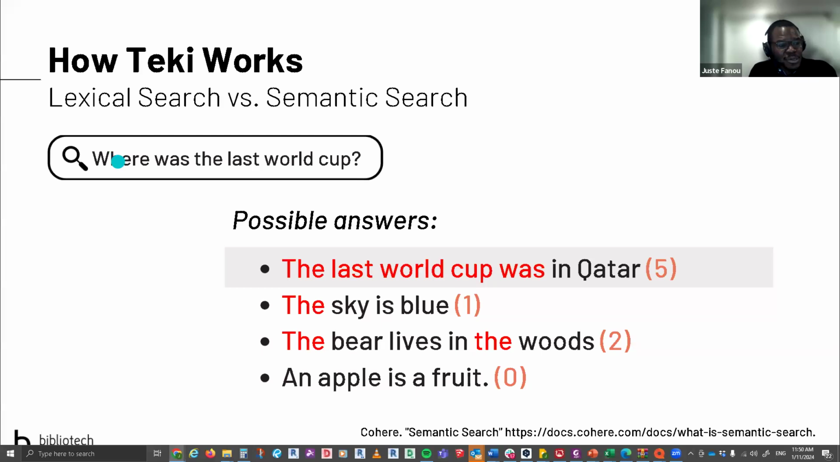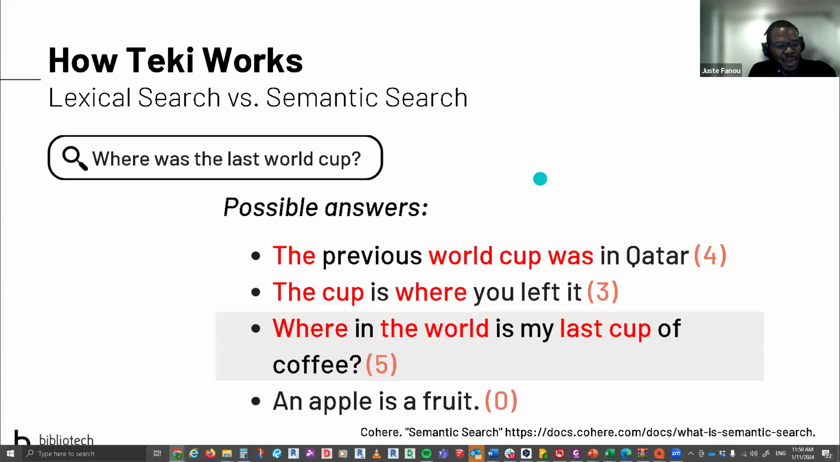So lexical search basically matches words to possible answers in a corpus of text, right? So if I ask the question, where was the last World Cup? And these were our possible answers, then we can see how many matches from this original question we have in each of these answers, right? This sentence says the last World Cup was in Qatar, so we have 5 matches. The sky is blue is 1 match. The bear lives in the woods, so we have 2 matches, and an apple is a fruit, 0 matches. So now we can see that, okay, this is likely the most correct answer because it has the most amount of words from the original text, right?